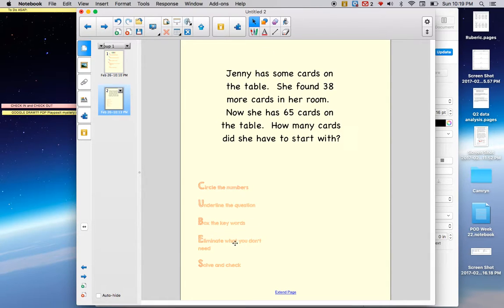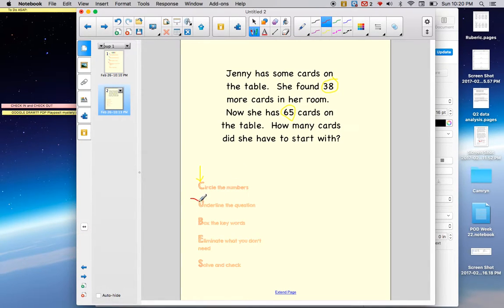So I'm going to think about my CUBES strategy. The first thing I have to do is C. Circle the numbers. Okay. I see 38. I see 65. I didn't see any other numbers, so I think I'm ready to go to U.